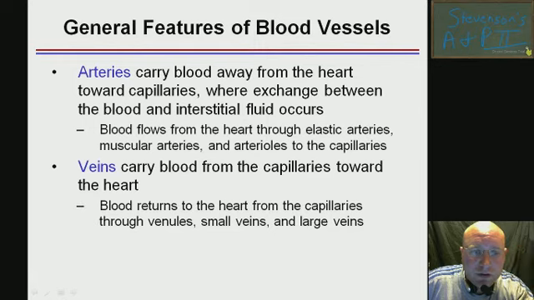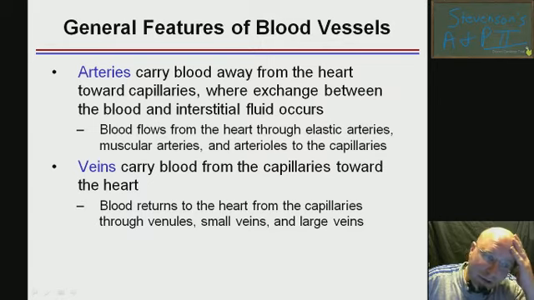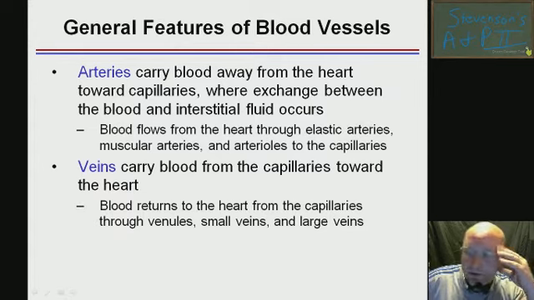Veins. Veins are just going to carry the blood back to the heart. So it's the recycling system for the blood. The blood goes through the veins and back to the heart to get pumped to the body again. They carry the blood to the heart through venules, small veins, and large veins.